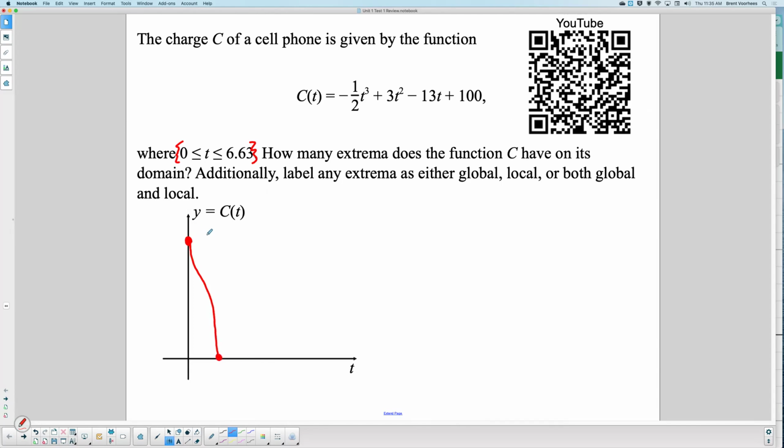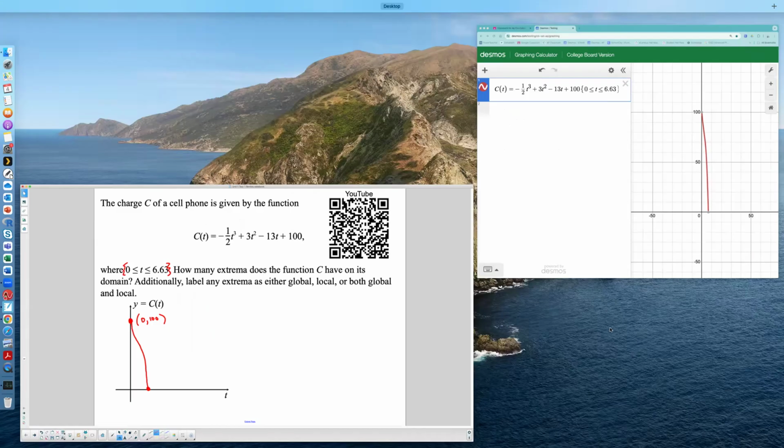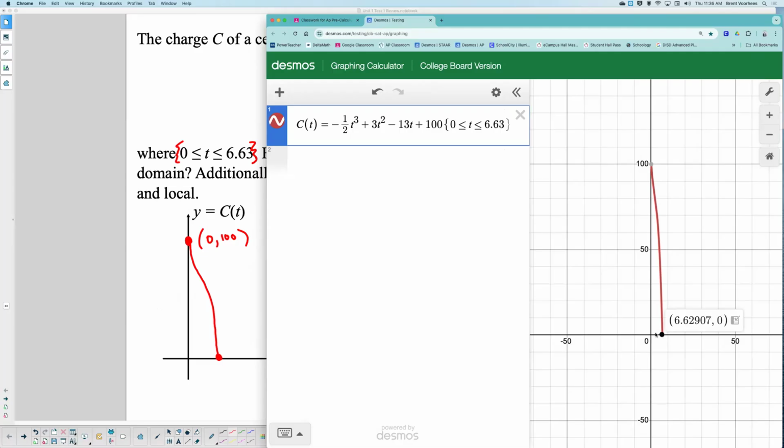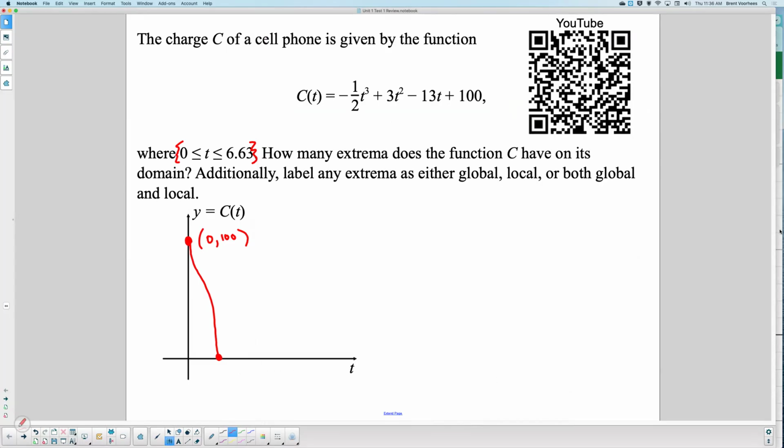The coordinates here, we had 0, 100. And my other coordinate I lost. What was my other coordinate down here? We need 3 decimals. In AP Pre-Cal, you're always required to take 3 decimals. If your number is bigger than that, you don't have to round. You can truncate. That just means cut it off. So I'm going to have 6.629, 0. So there's my graph.